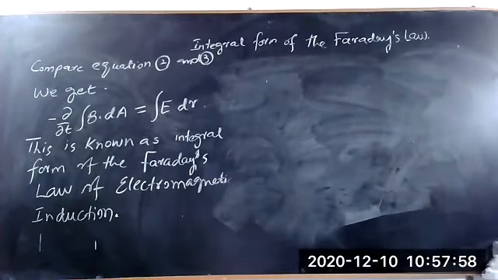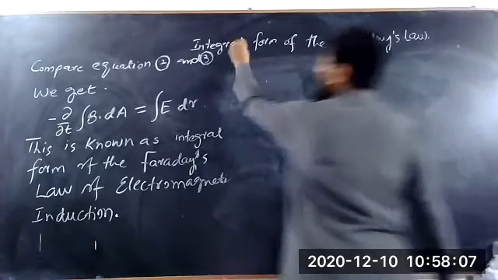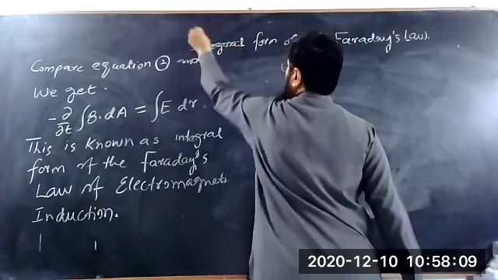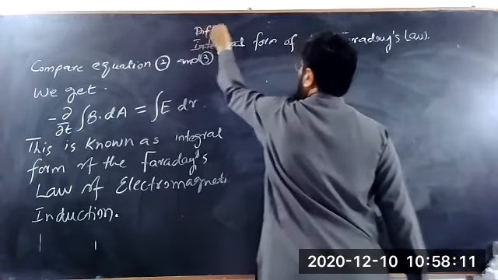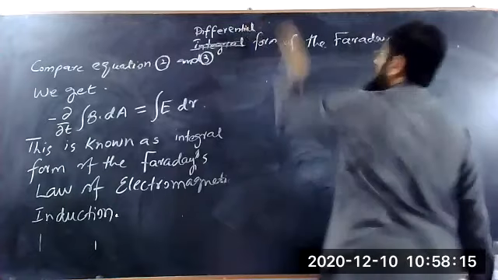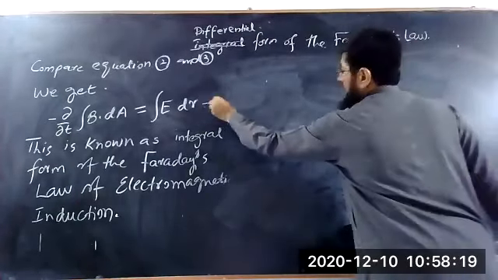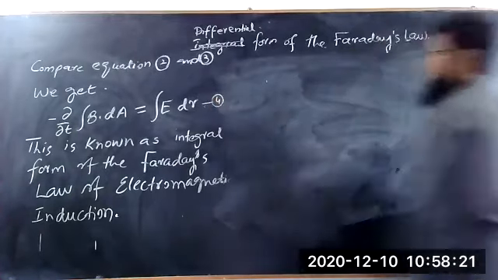So in the differential form of the electromagnetic induction, we have, this is the integral. So now we are discussing the differential. So now the differential form of Faraday's law. This is equation number 4.